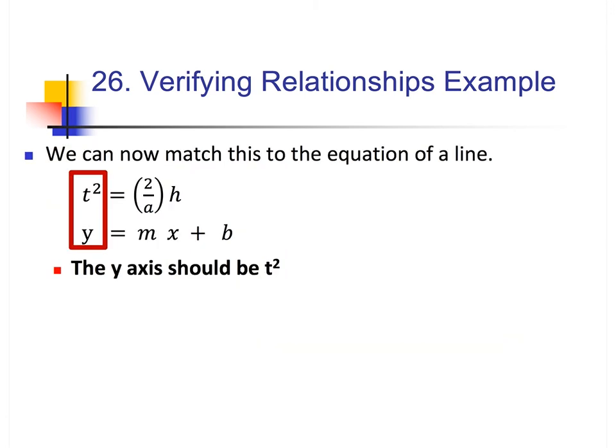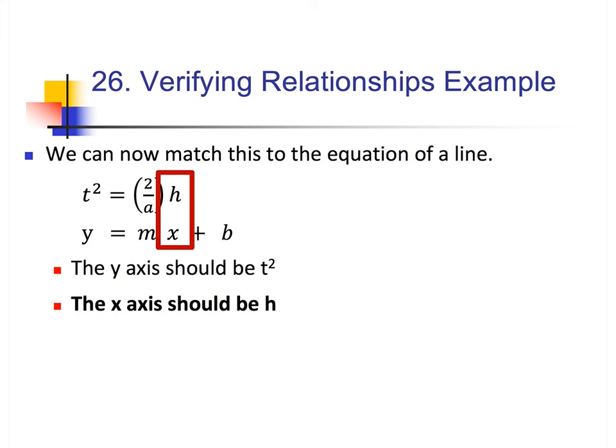Once we have this in that form, we're simply going to compare it to the equation that we know for a line. So we have the equation t squared equals 2 over a times h, all right? And I'm going to compare that to y equals mx plus b. So the first thing that we notice matches up is the t squared and the y match up, and that means that the y-axis should be t squared. Okay, so that's the first piece of information we can get. The second is that x matches up with h, our height, which means that on the x-axis, we're going to graph our height, h.